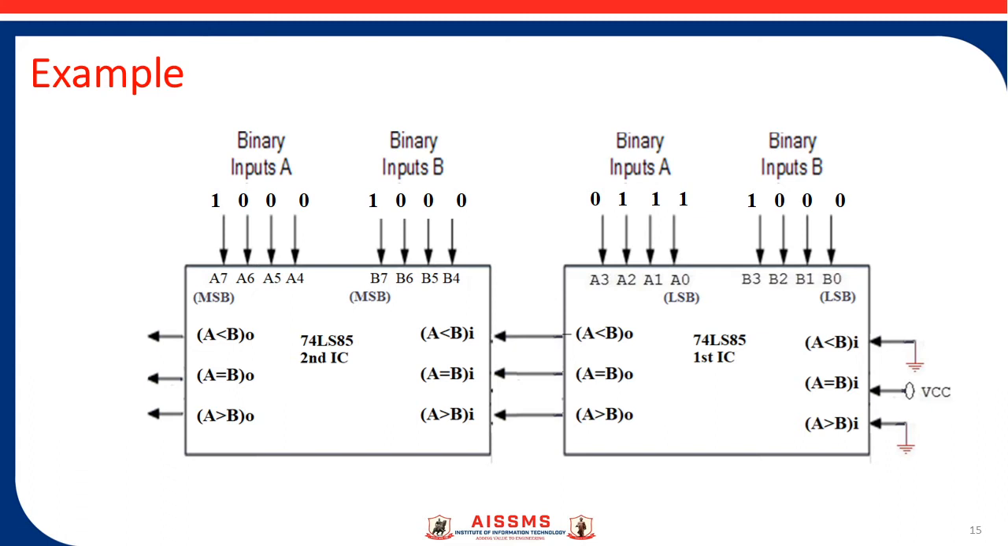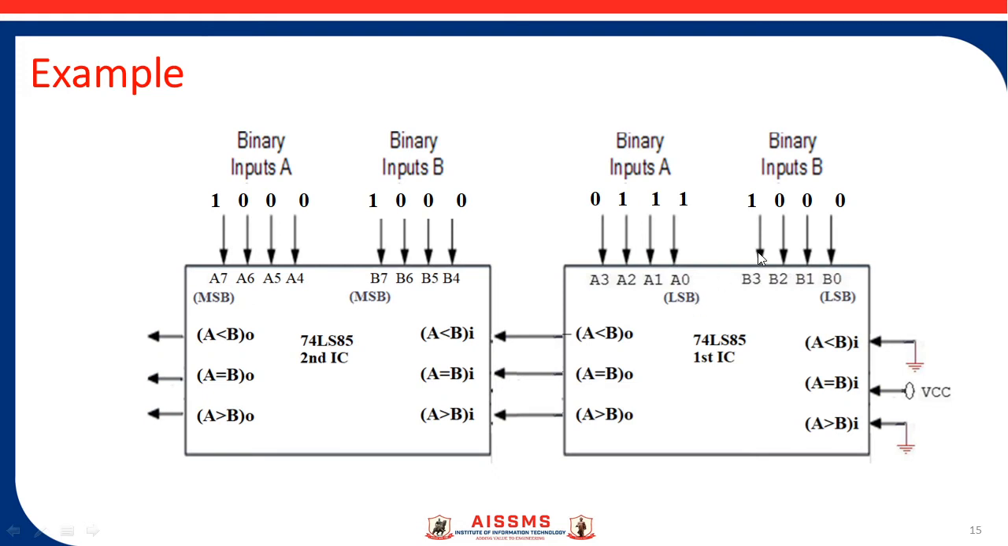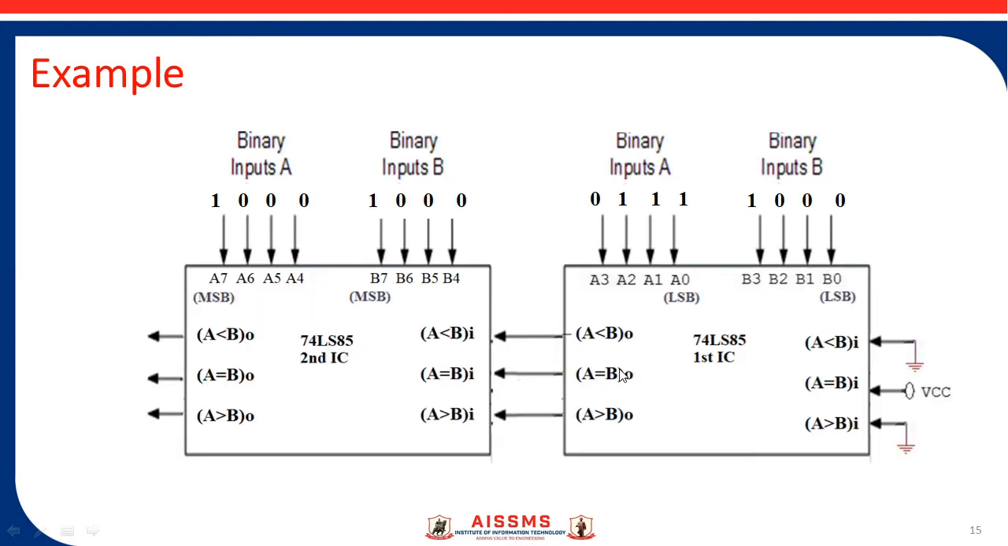Now we have shown the lower 4 bits of A as well as the upper 4 bits of A, and the same for B, lower and upper 4 bits. So the lower 4 bits of A are 0111, and of B are 1000. The upper 4 bits for A are 1000, and for B are also 1000. The upper bits for both A and B are the same.